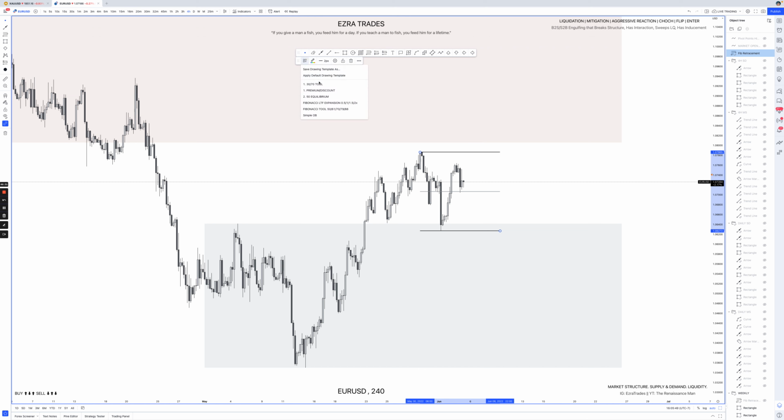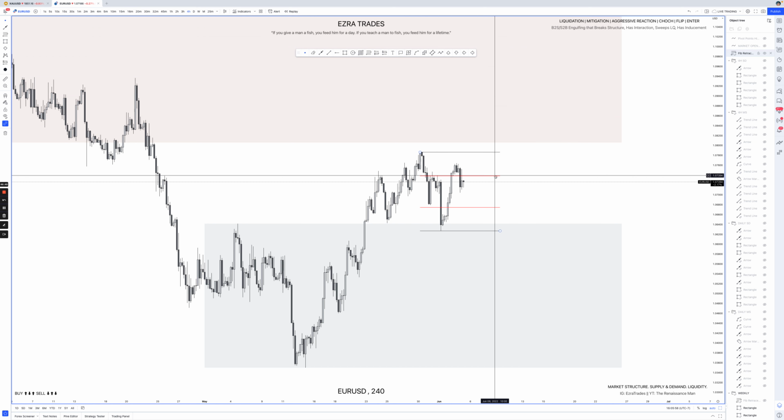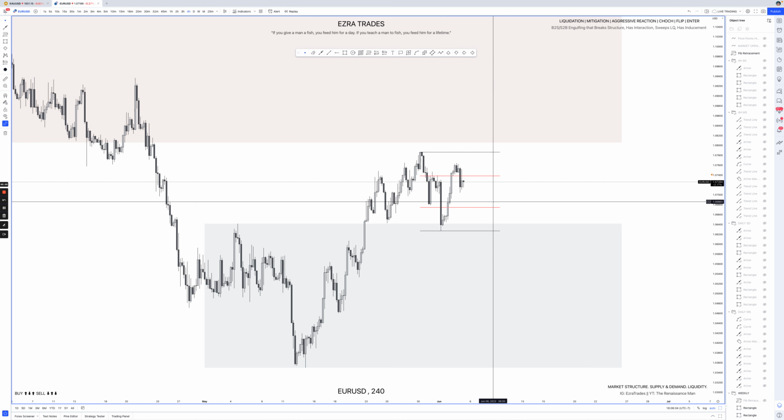What I want to do is I'm going to mark out with the 3070 tool this. I technically, in my mind, only feel comfortable taking trades at either the 30 or 70%. So in order to have the highest probability setups, I'm only focusing on the extremes. I don't want to trade in this.